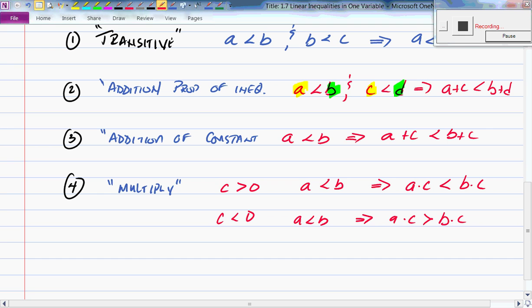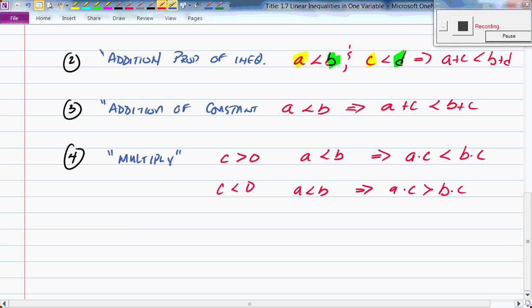So far, so good? Feeling good? Questions, comments, concerns? Good? All right, sweet. Let's get into the meat of this thing here, right? We're going to solve linear inequalities. Next idea here.